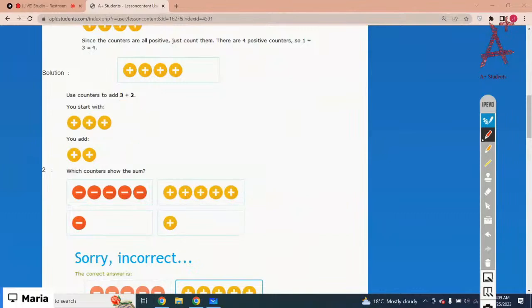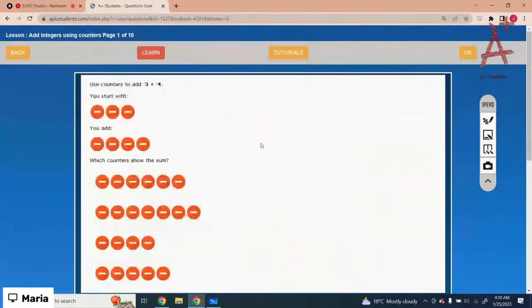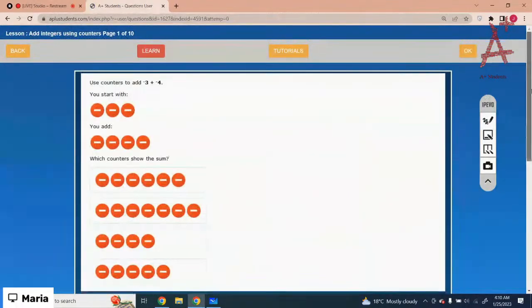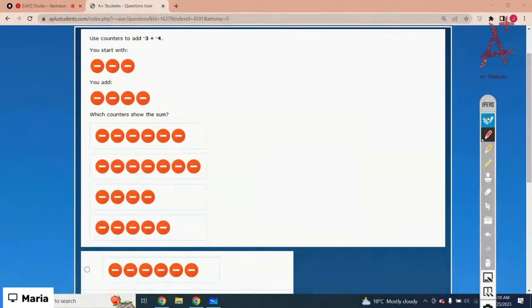Okay, let's just start with the practice question. They are very easy. You just have to understand the concept. Let's start with the first one. Use counters to add negative 3 and negative 4. Now both the numbers are negative. Got it? Negative 3, negative 4. That means we have to use the negative counters. These are the 3 negative counters for negative 3, and these are the 4 negative counters for negative 4.